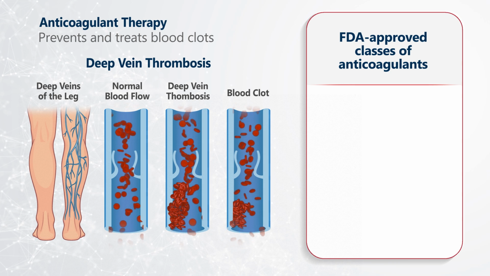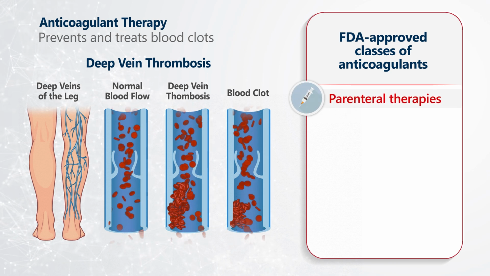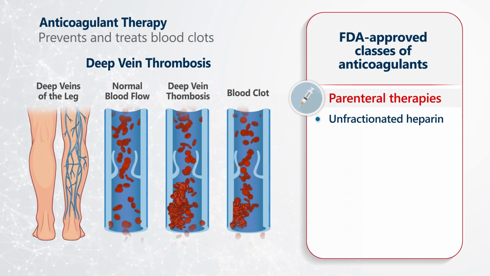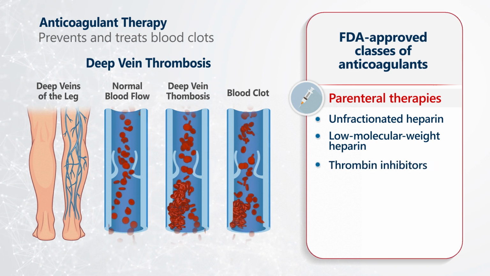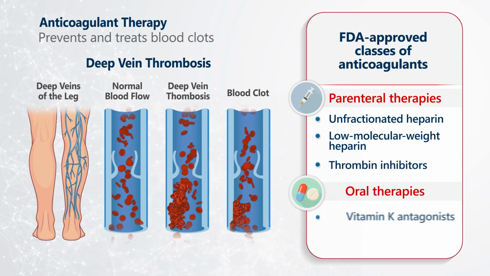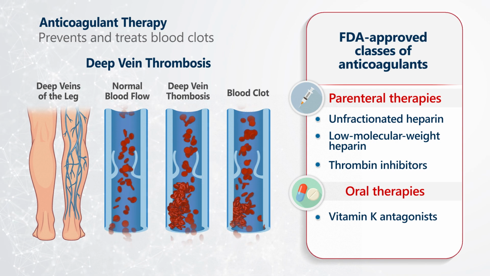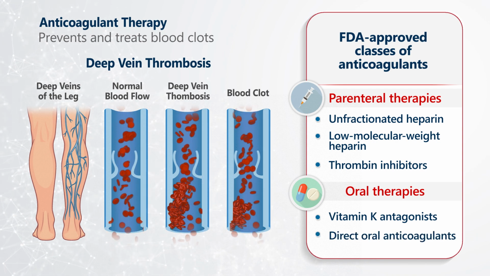FDA-approved classes of anticoagulants include parenteral therapies like unfractionated heparin, low molecular weight heparin, thrombin inhibitors, and oral therapies such as vitamin K antagonists, for example warfarin, and direct oral anticoagulants.